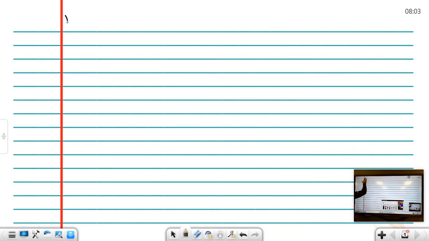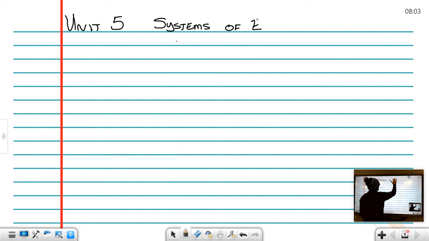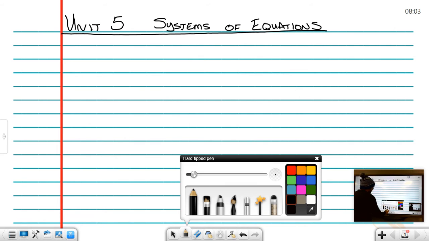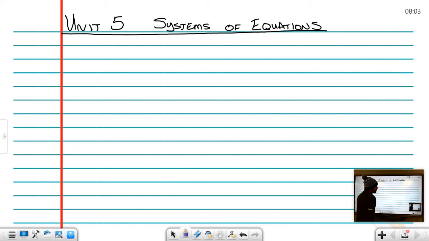So again, we're on unit 5, systems of equations. And today we're going to be looking at elimination. Okay, so last time we had class, we focused on graphing and substitution. I think I spelled elimination wrong. Elimination.